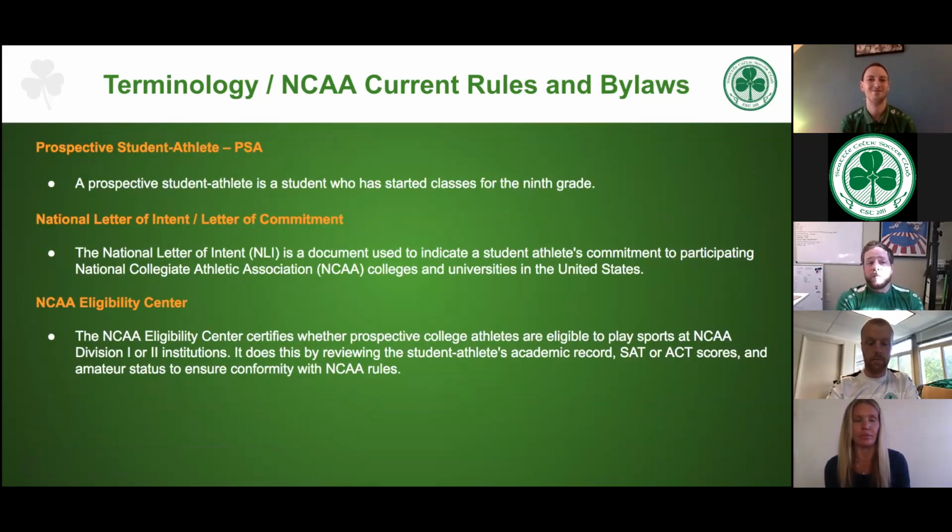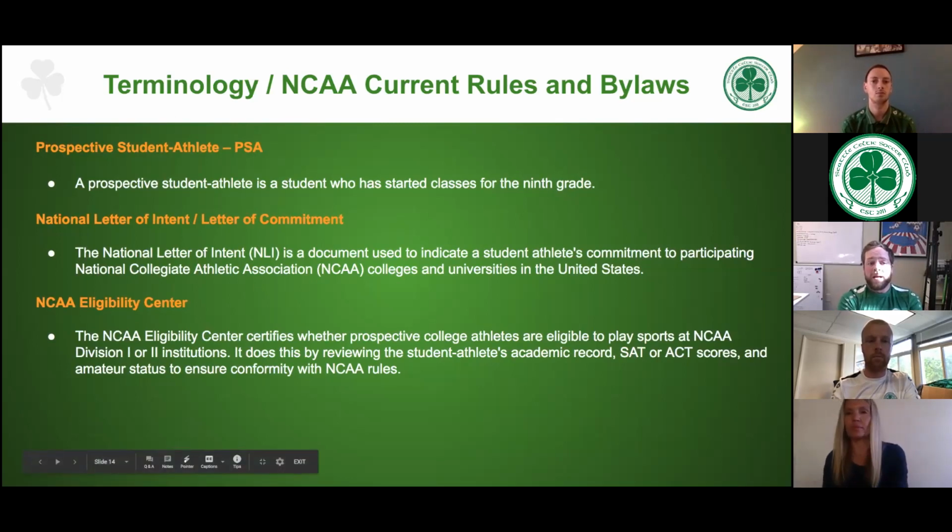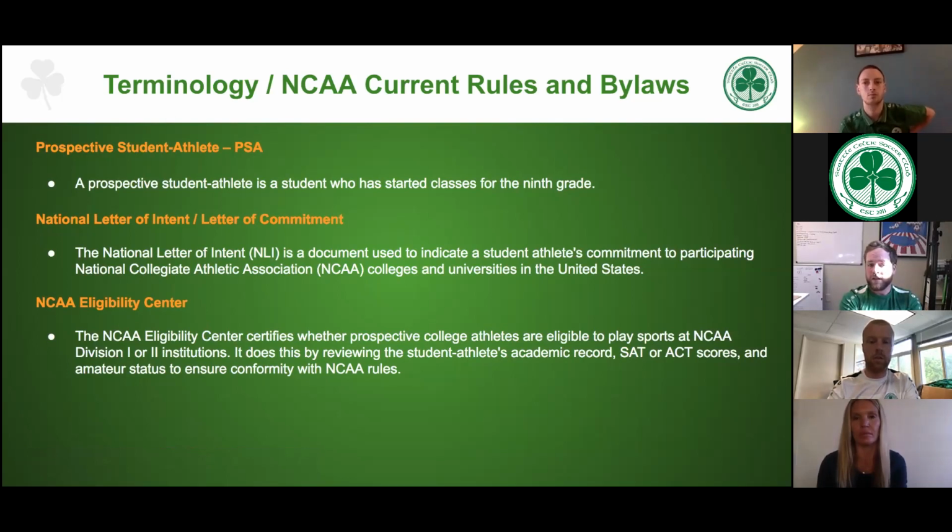Clicking on again, we have the prospective student athlete, a student who has started classes for the 9th grade. The national letter of intent is a document used to indicate a student athlete's commitment. And the eligibility center, for the NCAA, is basically making sure that you are eligible to play in the NCAA, looking at your academic records and your SATs.